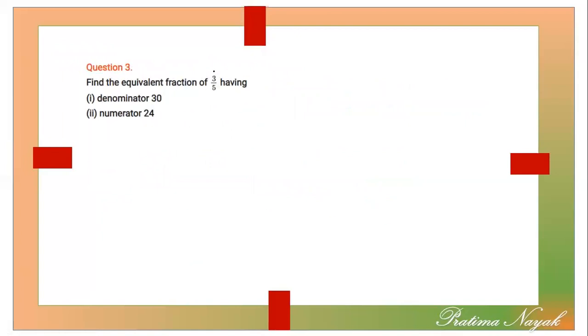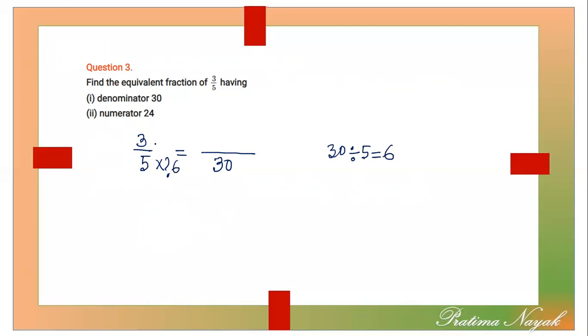Find the equivalent fraction of 3 by 5 having denominator 30. So 3 by 5, I'll make the denominator 30. What will be the numerator? Now you have to think of what is multiplied here to make it 30. How to get it? 30 divided by 5 is 6. That means 6 is multiplied here.